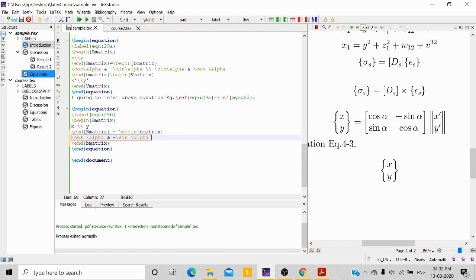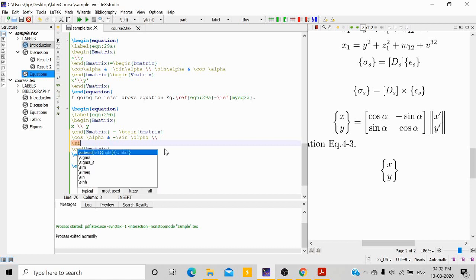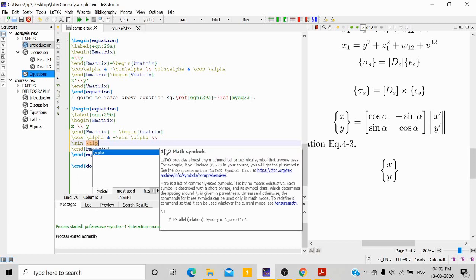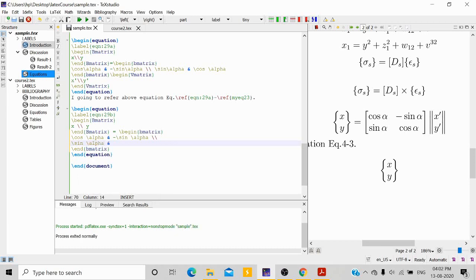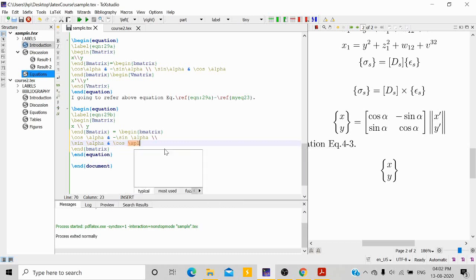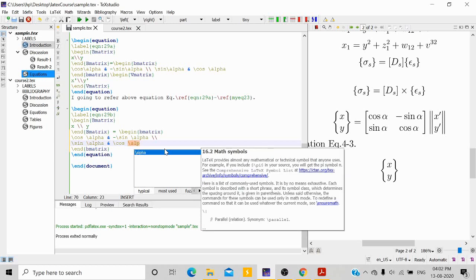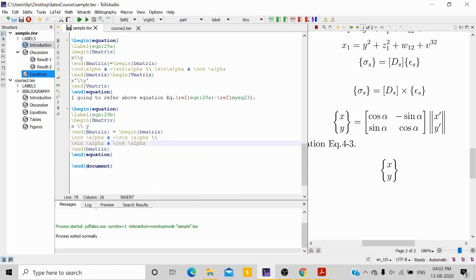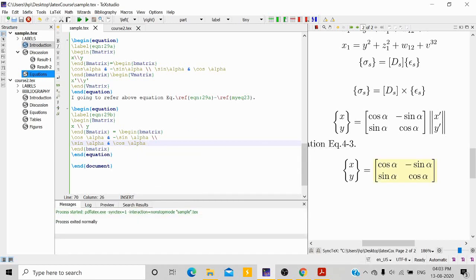Okay, if you want to add again, you can put an ampersand sign. So for the next line, you can also continue with this, no problem. I'm just putting in the next line. So sine, backslash sine alpha, then and cos alpha. Right? Okay, now let me run this.